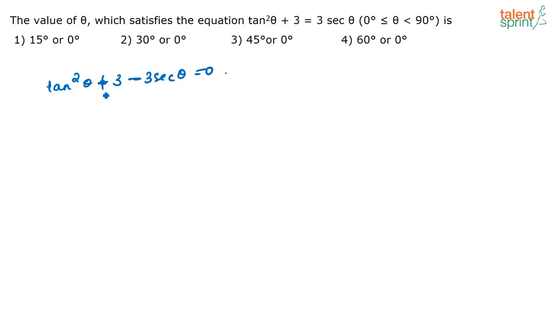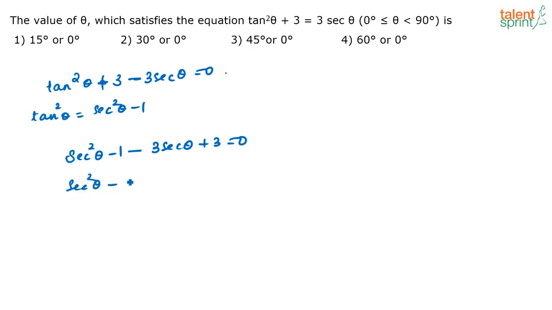Now what is tan square theta? See, we know tan square theta is equal to sec square theta minus 1, or tan square theta plus 1 is equal to sec square theta. So that is the identity that we are going to use here. Basically I am trying to convert everything in terms of sec square theta. So what do I have? Sec square theta minus 1 minus 3 sec theta plus 3 is equal to 0, or I can say sec square theta minus 3 sec theta plus 2 is equal to 0.